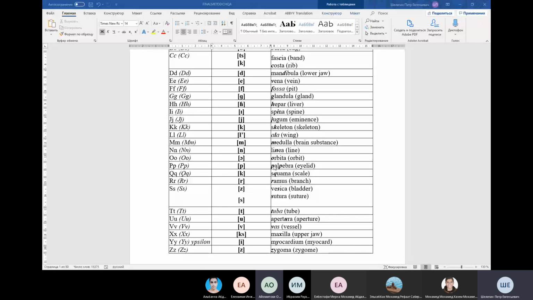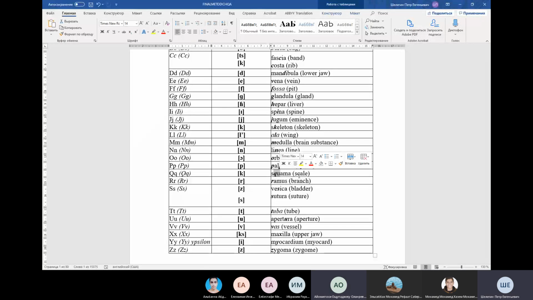So in advance, I can tell you that the letter Q will always be accompanied with the U vowel, always, in 100% of the cases. So they always will be together. Squama.